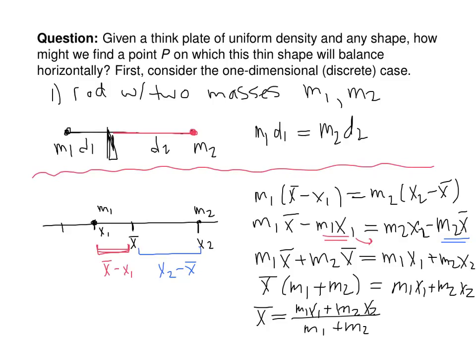Now, in the numerator, generally speaking, mi times xi, that is called a moment. So in the numerator we have the sum of the moments divided by the total mass. A similar argument will apply if you have 3 points or 4 points you're trying to balance: you're going to have the sum of the moments divided by the sum of the masses, and that will give you the location that is the center of mass for that system.